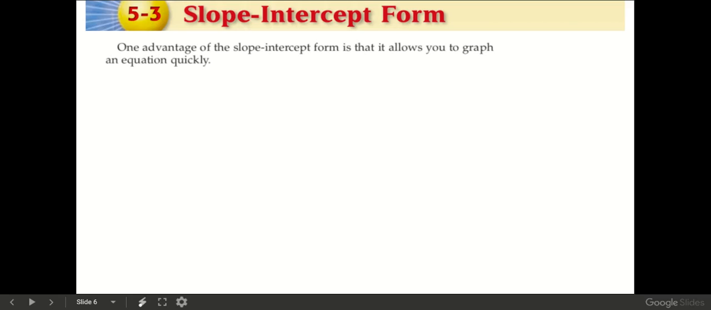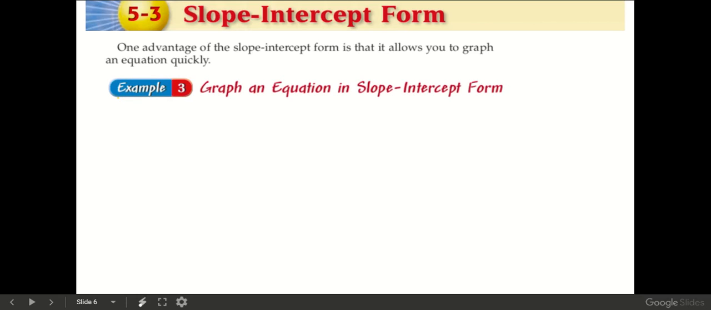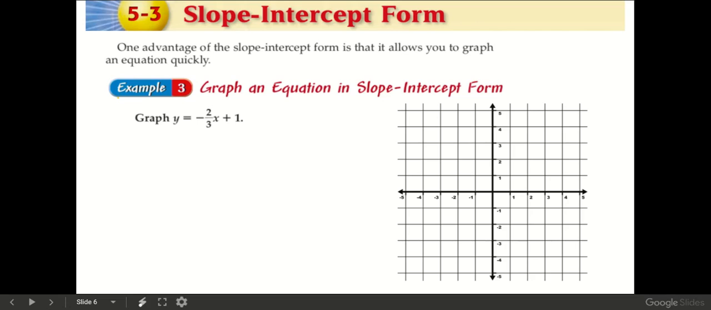One advantage of the slope-intercept form is that it allows us to graph equations very quickly. Here's an example. They ask you to graph the equation y equals -2/3 x plus 1. Here they give me the equation and they want me to graph it. Look at the equation. It is in slope-intercept form, so I can read what the slope is and I can read what the y-intercept is. Let's go through these steps. Here's my graph, and I'm going to take this equation and graph my line.